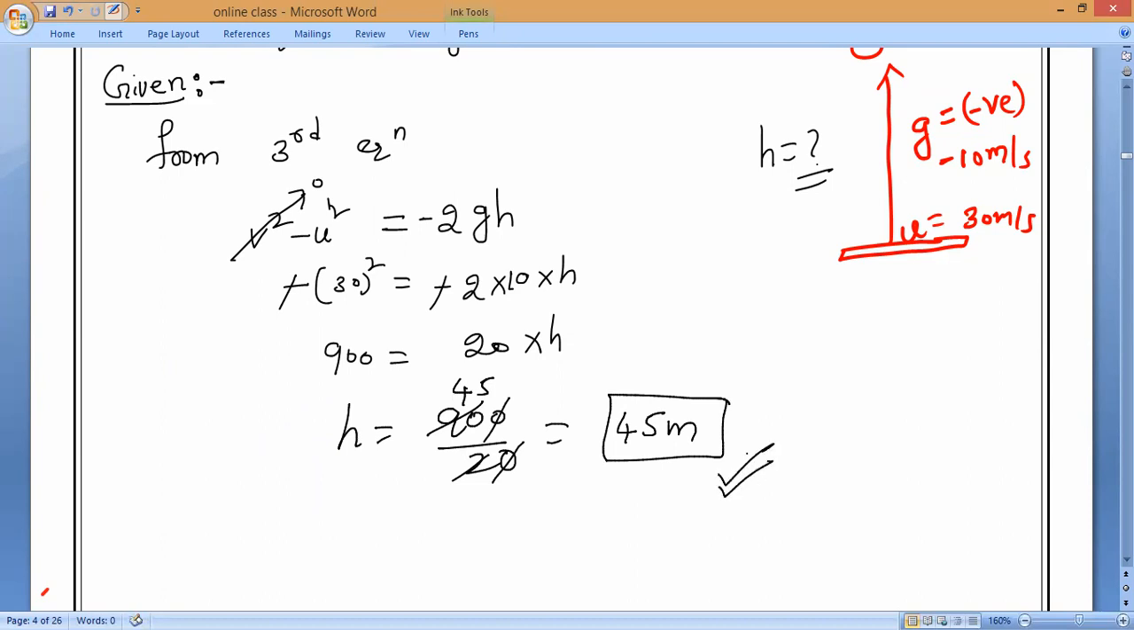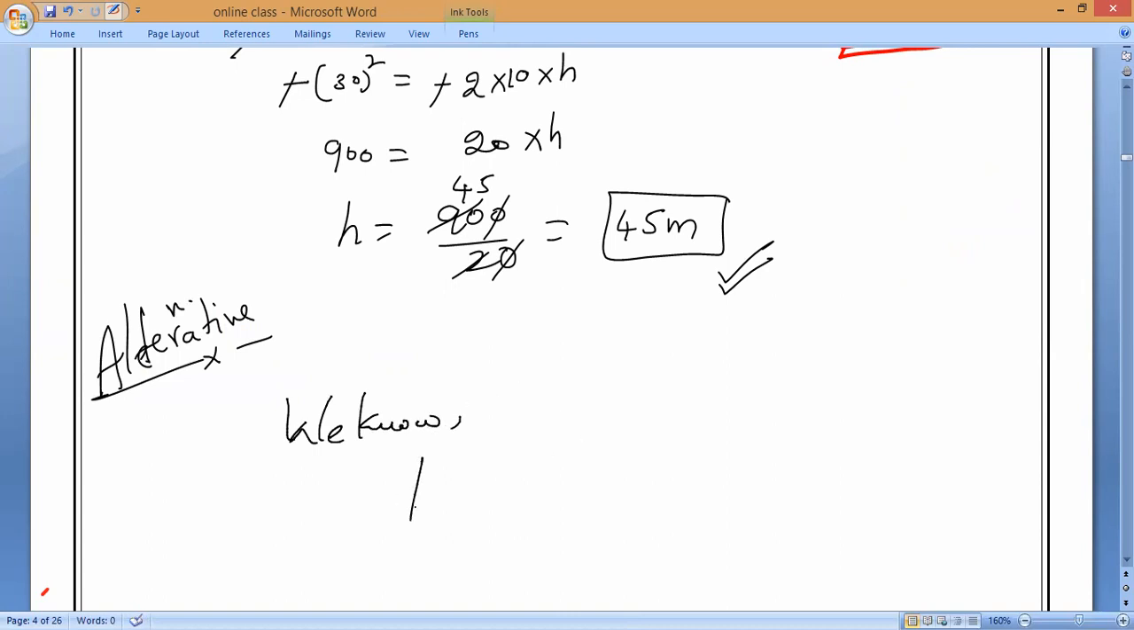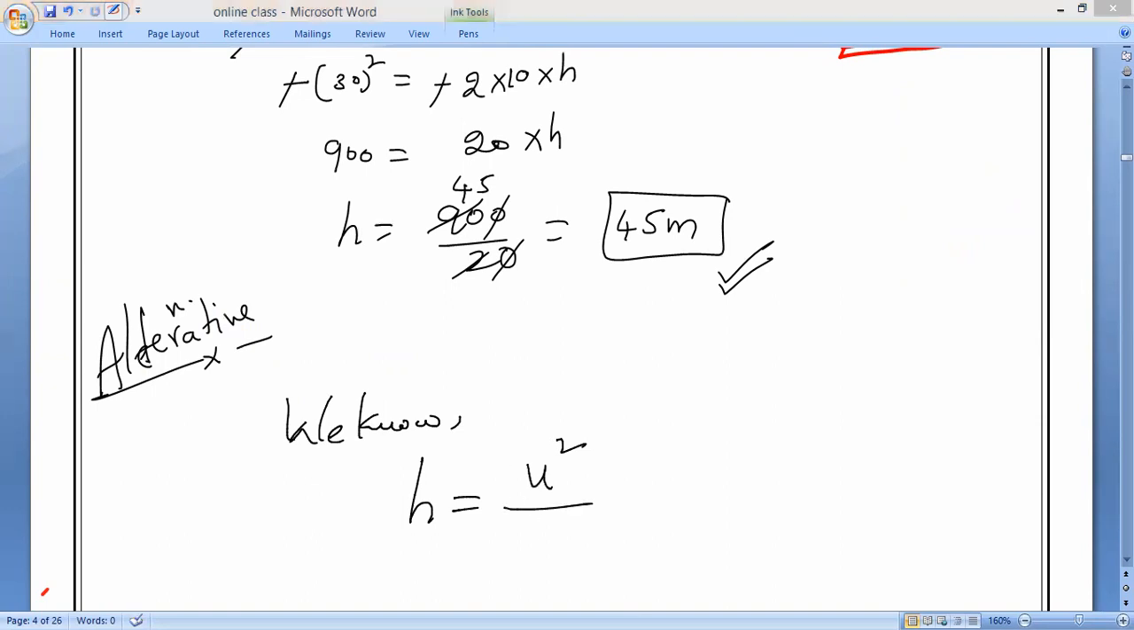That is the general approach. Now, the alternative method. What is the alternative method? Anyone? Directly we know the formula. What is the relation between height and initial velocity? Height is equal to U square by 2g. Understand? U square by 2g.